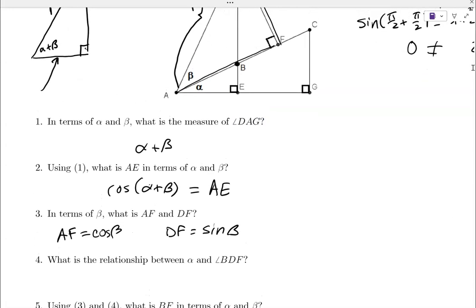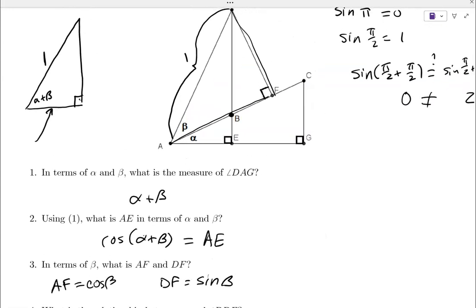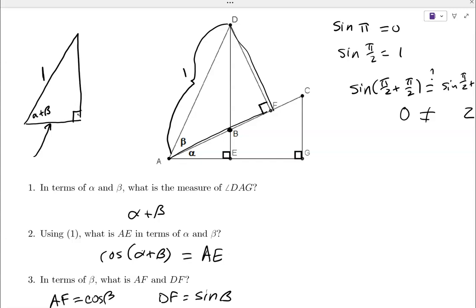What's the relationship between alpha and angle BDF? That's an interesting question. Let me scroll back up to my picture. It wants to know, how is this angle here, alpha, related with this angle way up here? Let's go through it step by step. That's a right triangle. So if this is alpha, this is a right angle. Let's just look at this triangle. Yeah, this is the complement, right? It's 90 minus alpha.